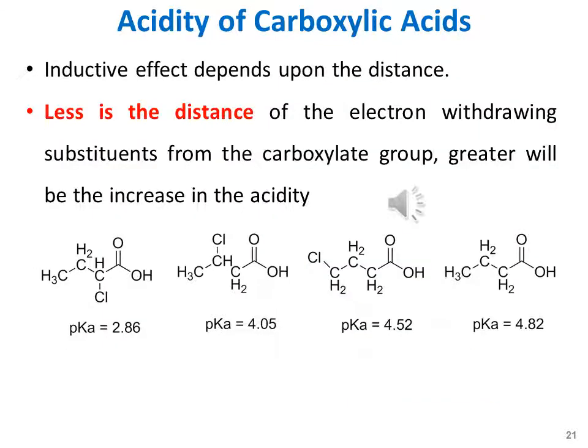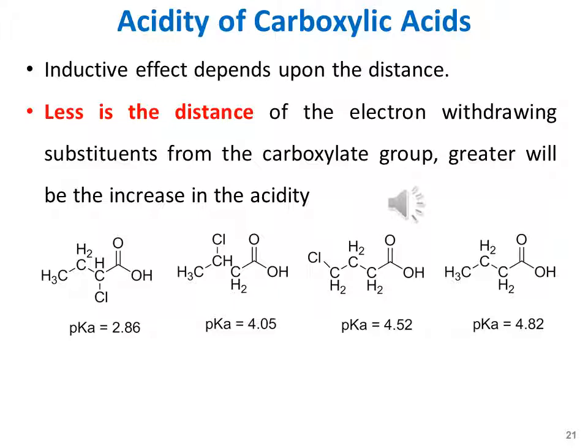Inductive effect depends on the distance. The less the distance of the electron withdrawing substituent from the carboxylate group, the greater will be the increase in acidity. For example, 2-chlorobutanoic acid is a stronger acid than 3-chlorobutanoic acid, because in the case of 2-chlorobutanoic acid, the chloro substituent is nearer to the carboxylate group, whereas in the case of 3-chlorobutanoic acid, the chloro substituent is relatively far from the carboxylate group.